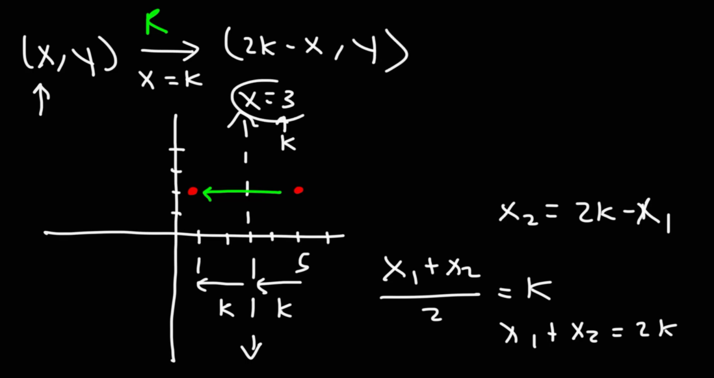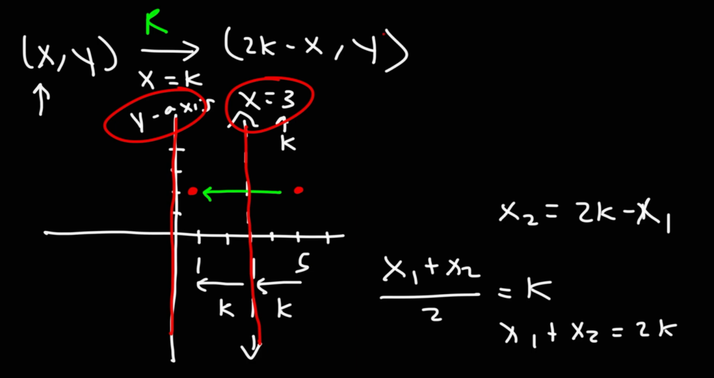Now this line, x equals k, is parallel to the y-axis. So the situation is very similar to reflecting a line across the y-axis. Whenever we reflect a point or a graph across the y-axis, the y values stay the same, but the x values change. So both the y-axis and x equals 3 are vertical lines. In that sense, they're similar. So that's why the y values stay the same, because we're reflecting across a vertical line.